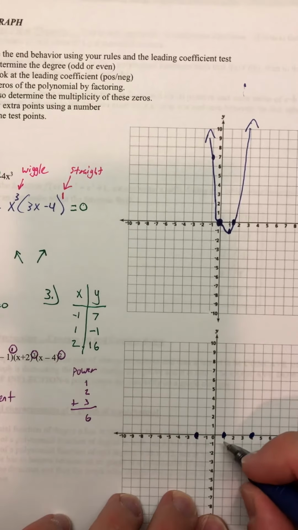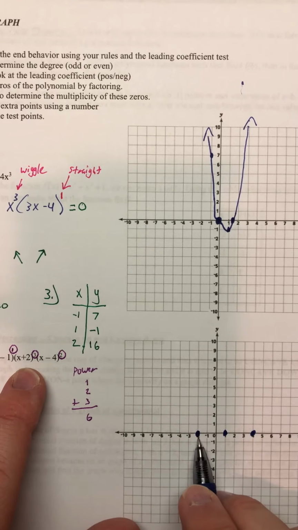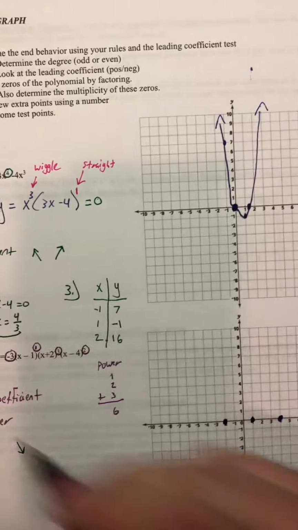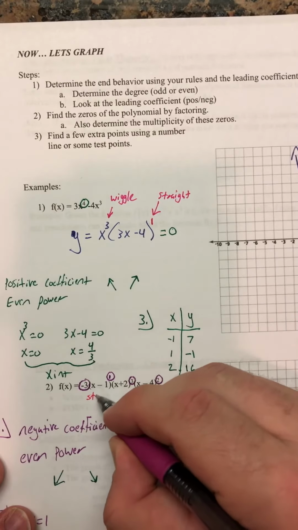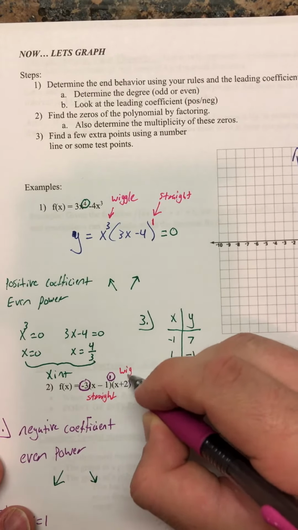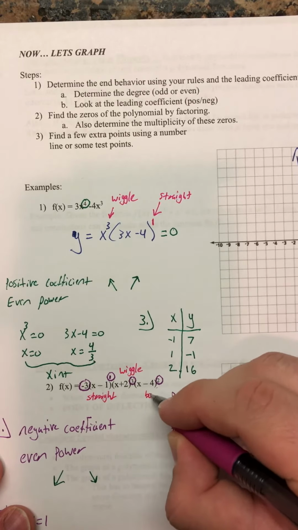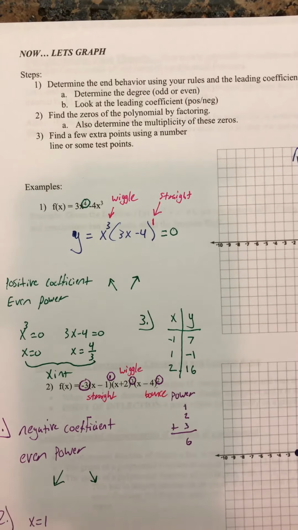When we go through 1, we're going to go straight through it. When we go through -2, I have to wiggle. Feel free to label these, right? This is my straight through. This is my wiggle. And this right here is, well, it's a 2. That means we're going to bounce, okay? So we got a straight, we got a wiggle, we got a bounce.